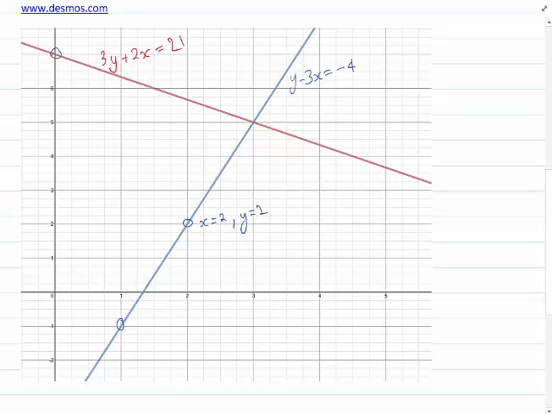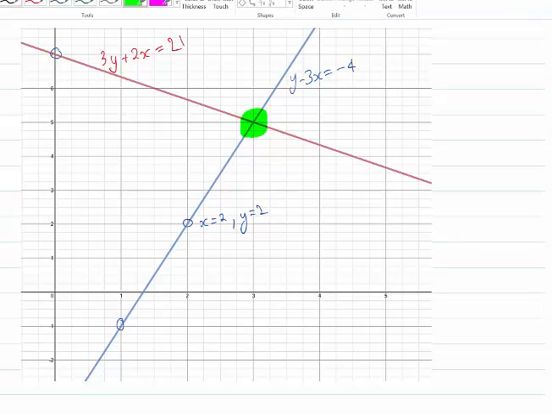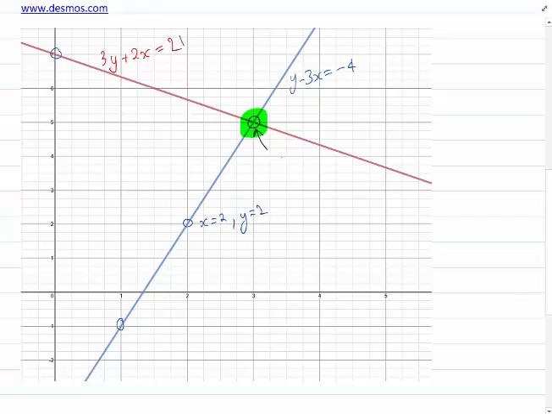Whilst we have that situation, there is only one specific point that will solve both of them at the same time. And here it is. x equals 3, y equals 5. Or as a coordinate, 3, 5. So we have the coordinate 3, 5. And that solves both equations. And that is our solution to this set of simultaneous equations graphically.